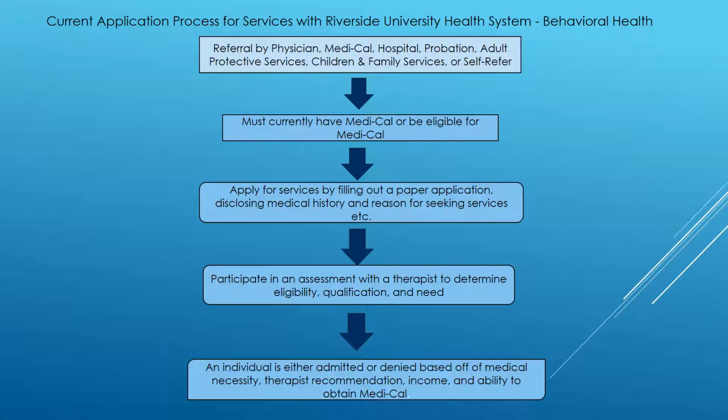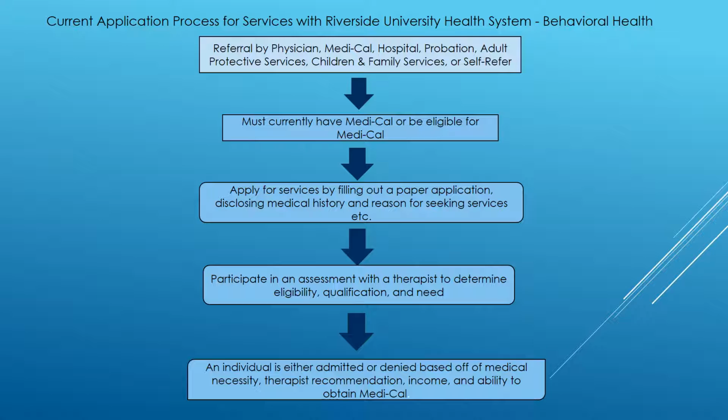Here's a flow chart of the current process. The application process for services with Riverside University Health System Behavioral Health is as follows. An individual must first be referred by a physician, Medi-Cal, hospital, probation, adult protective services, children and family services, or be a self-referral. An individual must currently have Medi-Cal and/or be eligible for Medi-Cal. An individual must apply for services by filling out a paper application for services, discussing medical history, and reason for seeking services.